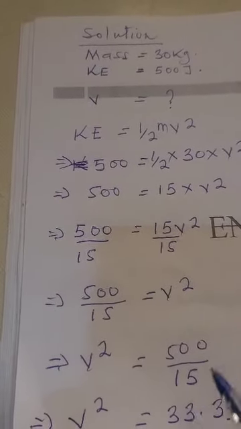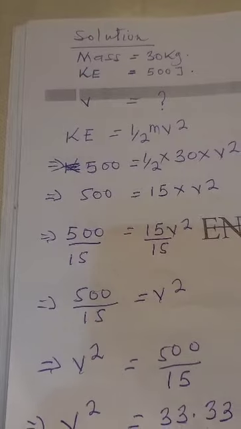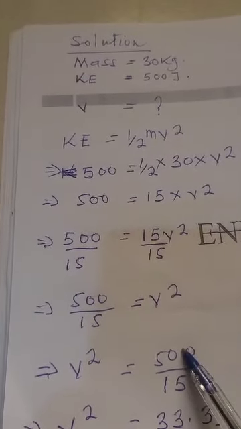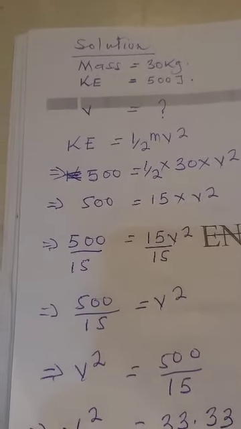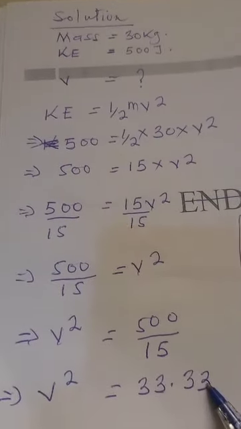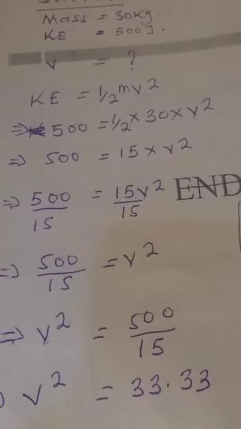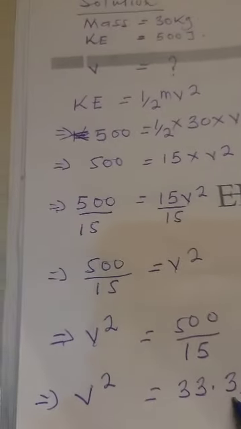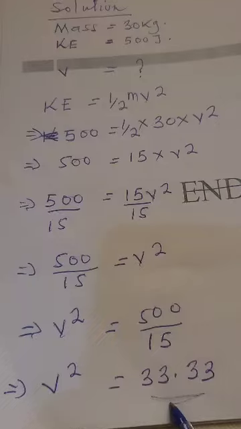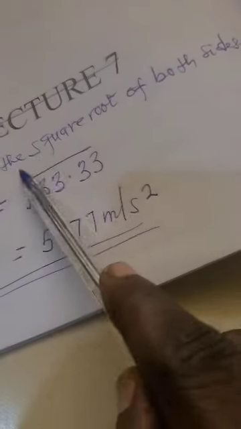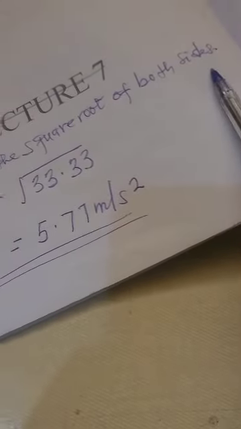Velocity squared is equal to 33.33. That is 500 divided by 15 will give you 33.33. You understand? Okay. Now we are looking for velocity, not velocity squared. So you cannot leave your answer here like this. Find the square root of both sides.